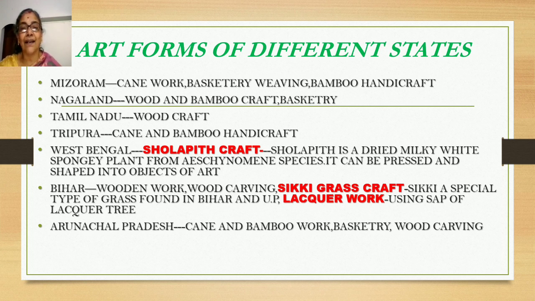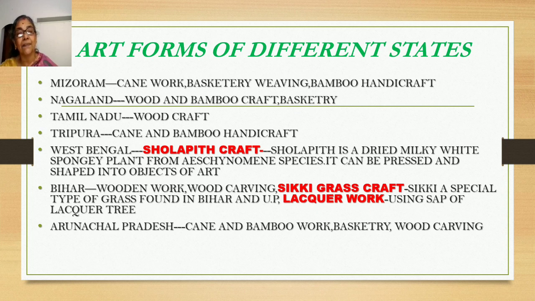Then comes West Bengal. It is about the Shalapeta craft. It is a dried milky white spongy plant, a particular variety of species, and it can be pressed and shaped into objects of art. So that is a Shalapith craft. It is made from a particular spongy type of plant. So understand what are the chemical compounds in that particular plant. And also lacquer work. It uses the sap of the lacquer tree, that is also related to chemistry, and how much quantity you will get from one plant is related to mathematics.